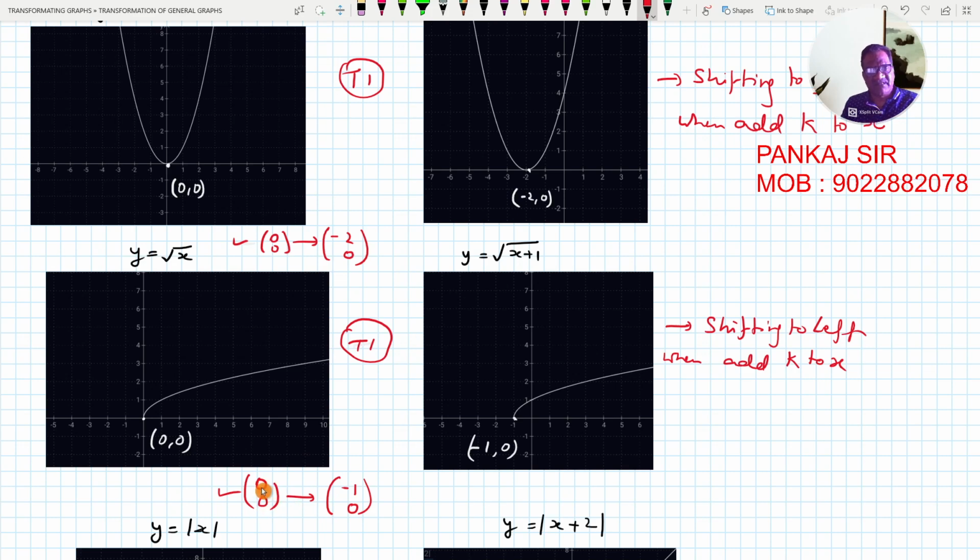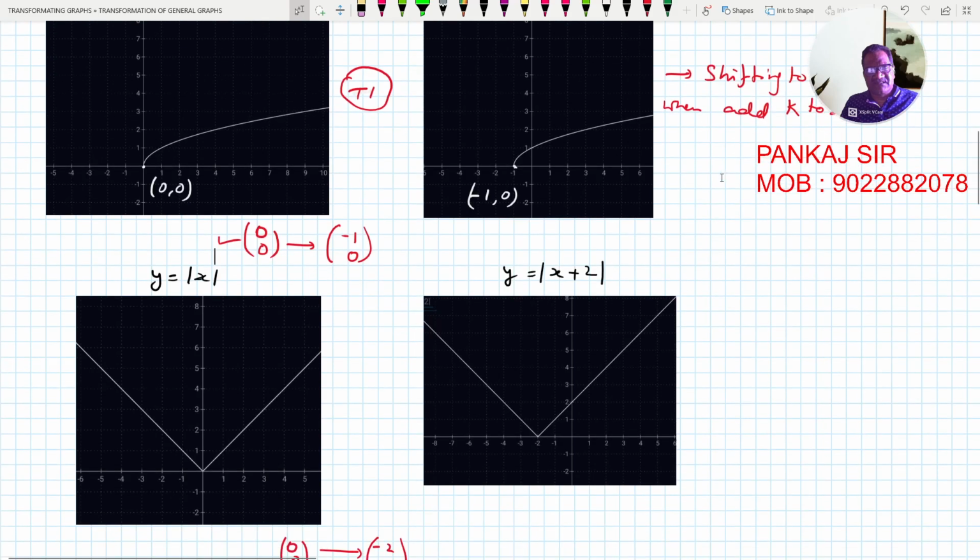And the x coordinate, you have to subtract. In the transformation function, when you add something to x, in the point, in the coordinate, you'll have to subtract. Is that clear?